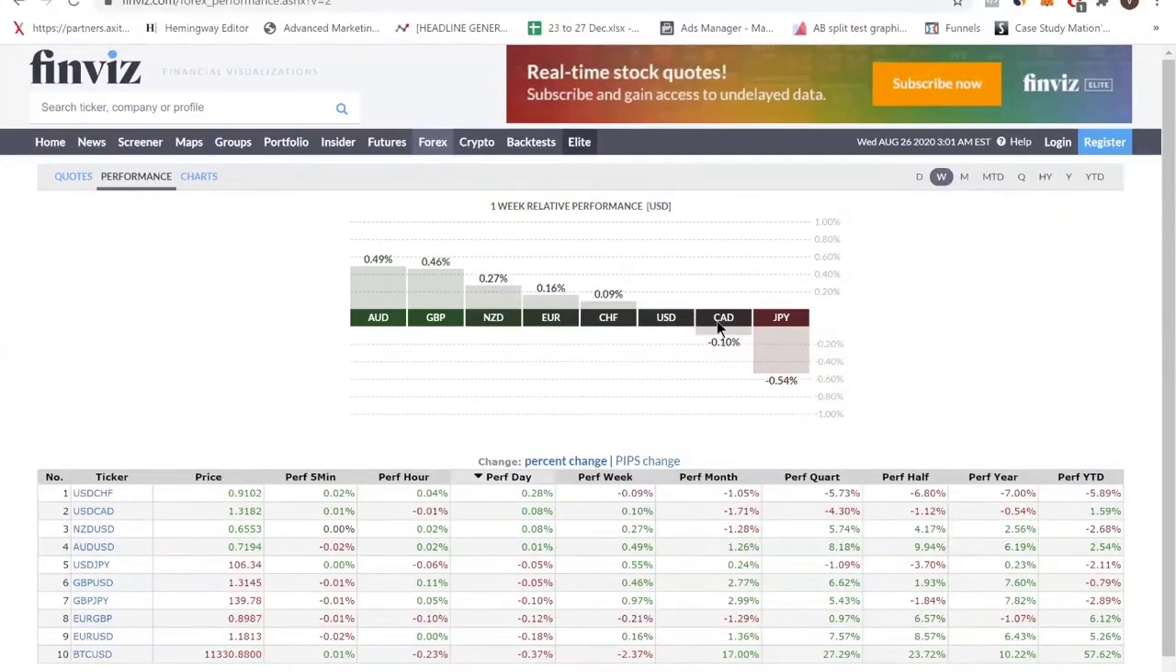Okay, let's just look at CAD. So this is how we use it. Okay, we established earlier on that you do not want to be focusing on Aussie, you do not want to be focusing on pound, you do not want to be focusing on yen.